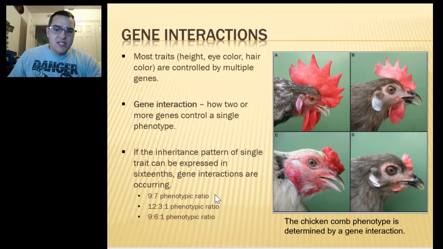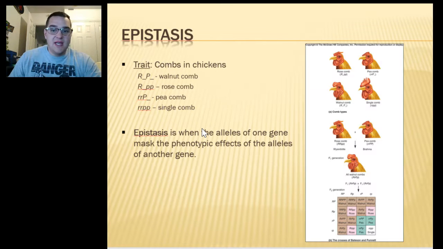And then we're going to talk about gene interactions, and we're going to talk about these chickens here and these different inheritance patterns. If the inheritance pattern of a single trait can be expressed in 16ths, then gene interactions are occurring. So these are the 16ths. And it just talks about gene interaction, how two or more genes can control a single phenotype. And this kind of goes back to the rabbits and stuff like that. And so it talks about how you can end up with this walnut comb, rose comb, pea comb, single comb just by the mixing of the two different types of genes.